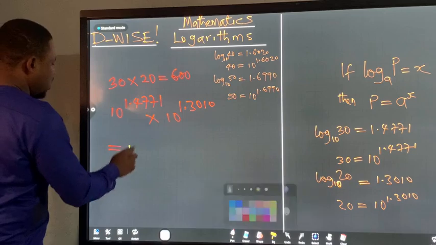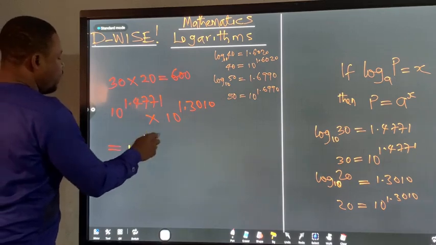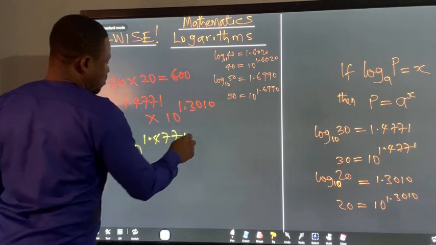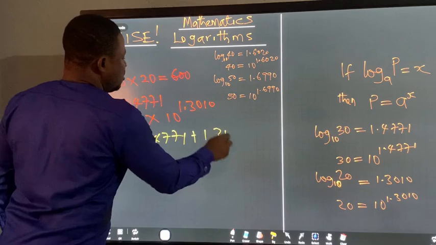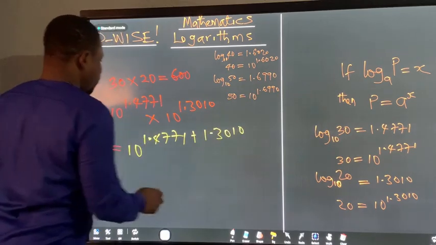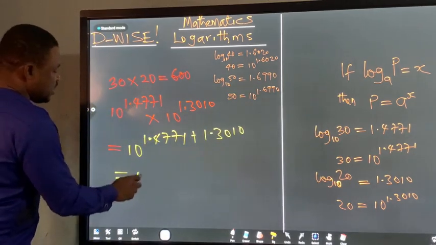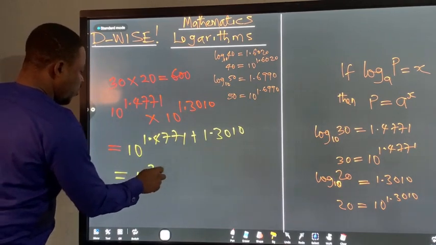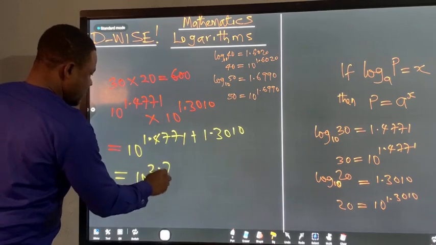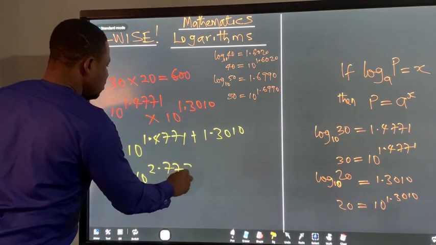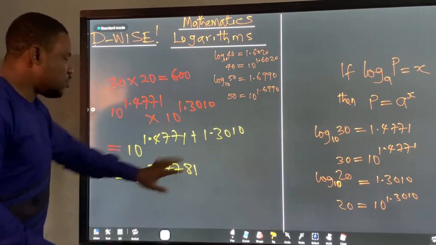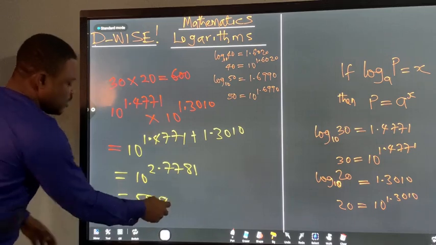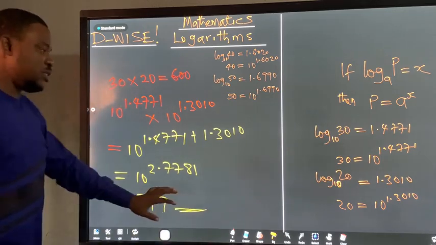So this becomes 10 to the power of what? 1.4771 plus 1.3010. At the end of the day, I'll get 10 to the power of 2.7781. And if you check this with your calculator, you will get 599 point something something something. You understand what I'm trying to say?